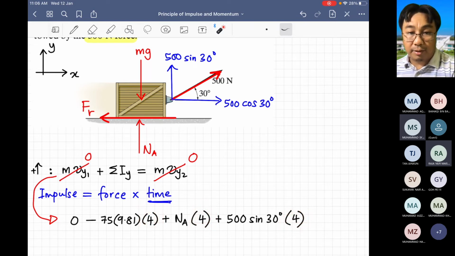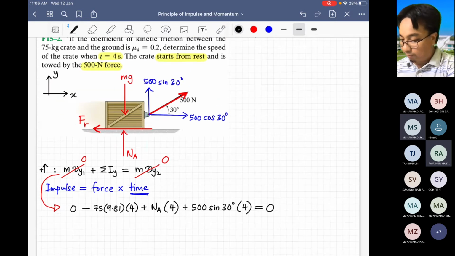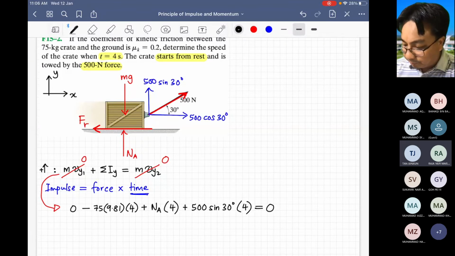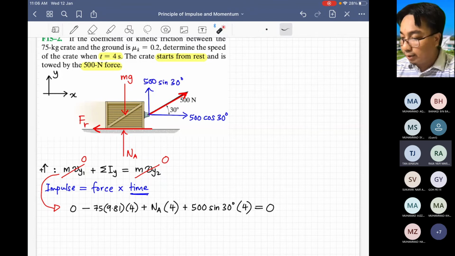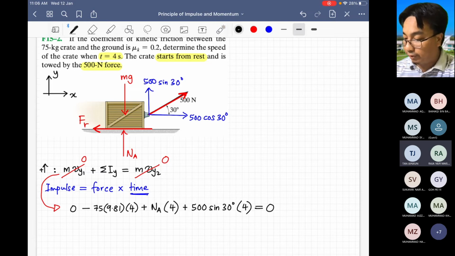Okay, so semua ni darab dengan 4, darab dengan time, barulah dia jadi impulse. Okay, and then sama dengan kosong. On the right hand side is also kosong. So what we have from here is we will be able to get what is the value of NA. Okay, sebab NA ni nanti kita nak guna untuk FR ni. Kita nak guna nak calculate friction force. Friction is normal darab dengan friction coefficient. So we need to find what is the normal force first.